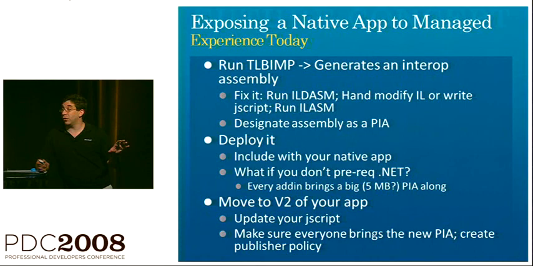Because now you have to deploy it, right? So you have to include it with your native app. But what if you didn't prereq .NET? If you didn't prereq .NET, you don't have any place to put this PIA because the GAC isn't there yet, potentially, because .NET is potentially not installed yet. So every add-in is going to have to bring a big PIA with them. For Office, that's about a 5 megabyte PIA. So you might have this 100K add-in with a 5 megabyte PIA.